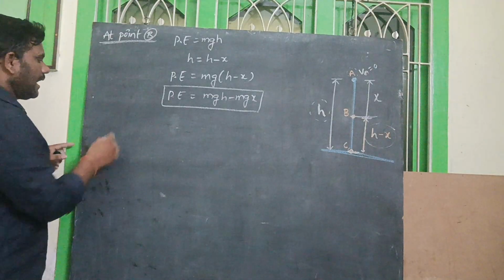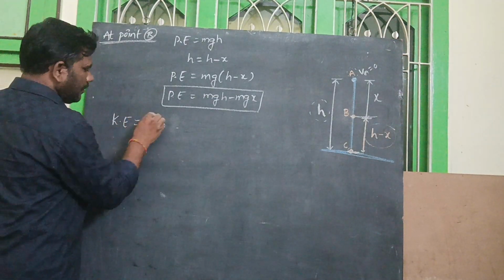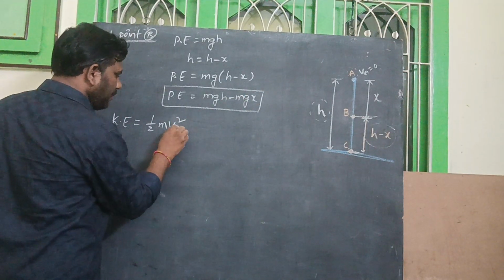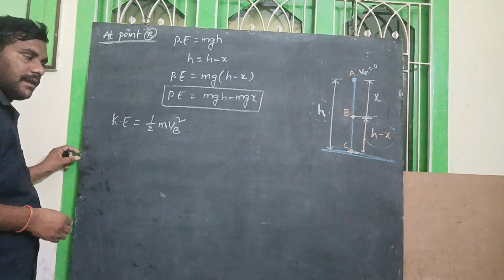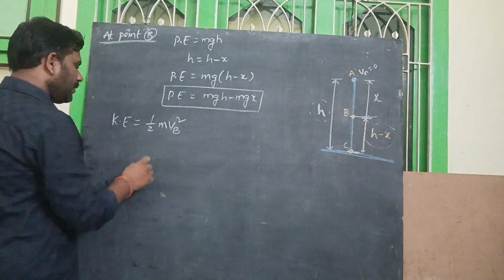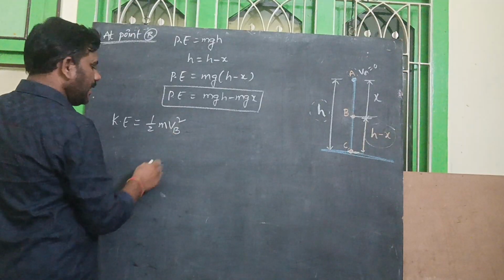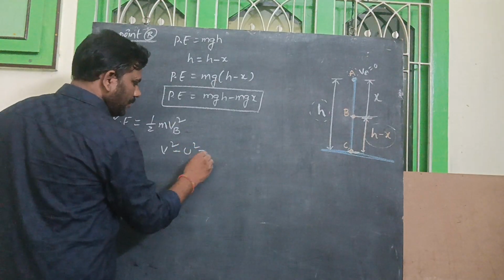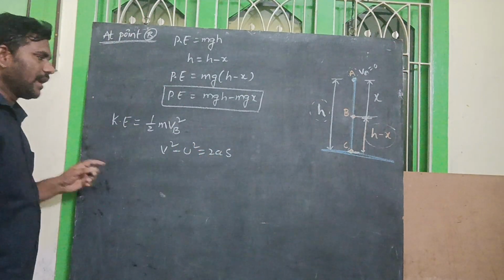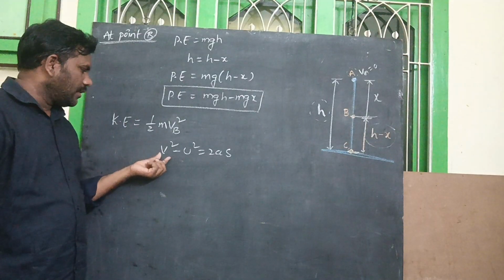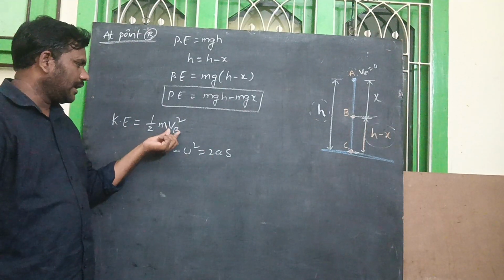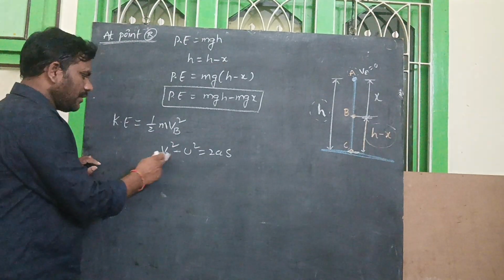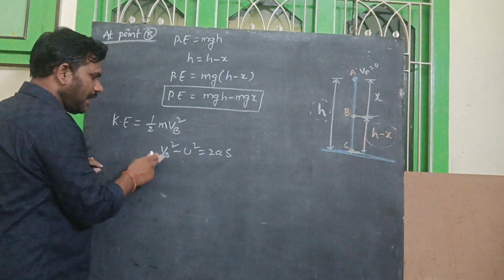Next, we will find out the kinetic energy. Kinetic energy is equal to half m v square. At point B, we take VB square. So, what is VB? According to the kinematic equation, V square minus U square is equal to 2as. How do we find VB? At point B, VB square.